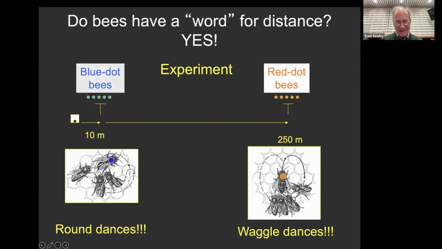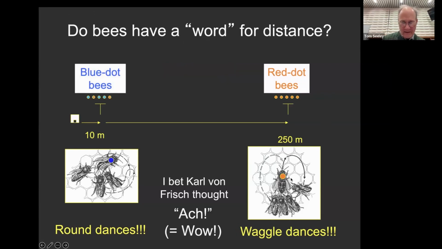And he wrote in one of his books that it was like the scales fell from his eyes, as if he had had vision problems. And now he could see, oh yeah, these two dances, they're both recruitment dances, but it's a matter of distance. The difference is this advertises a nearby source, this a more distant source. It's not that this one advertises pollen, this one advertises nectar. I bet Karl von Frisch thought, German for wow. Ooh, I get it now.